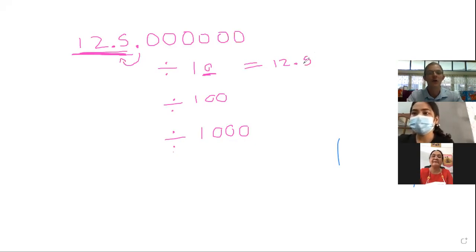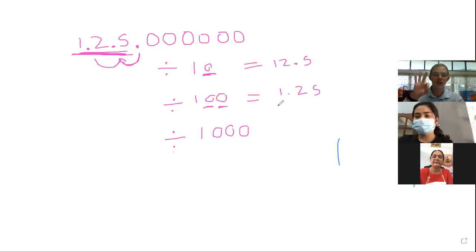Very good. But if we divide by 100, we have 2 zeros. Look, we have 1, 2. So the decimal must move 2 times. We start here, we move 1, 2, to go between the 1 and the 2. So this equals 1.25.